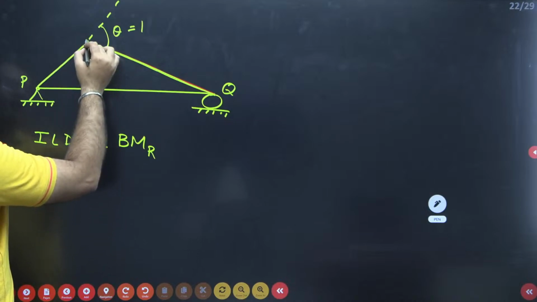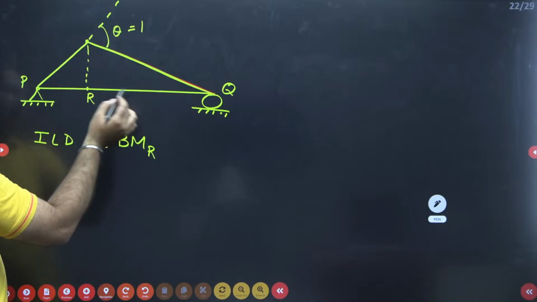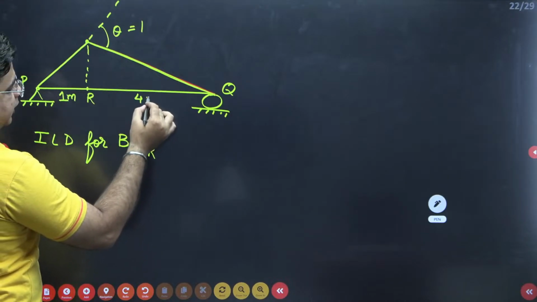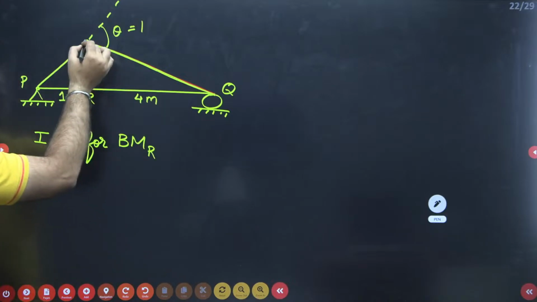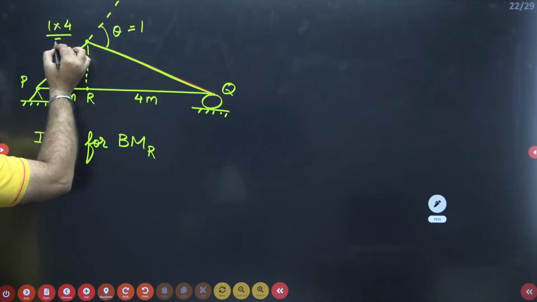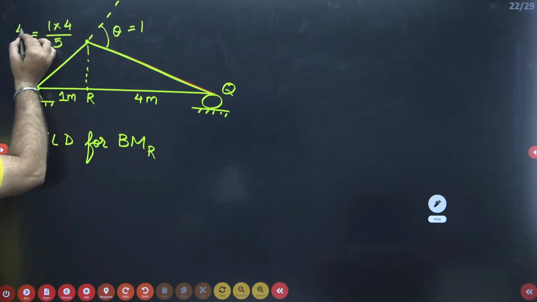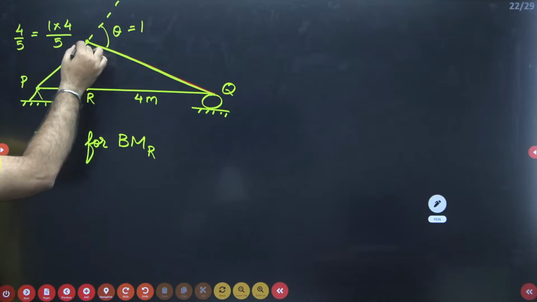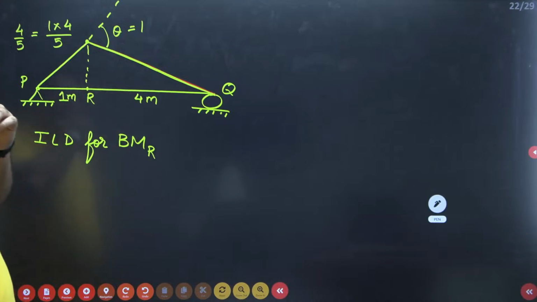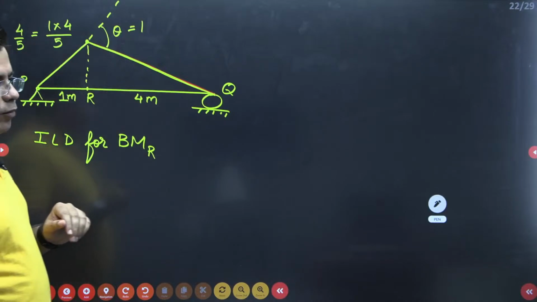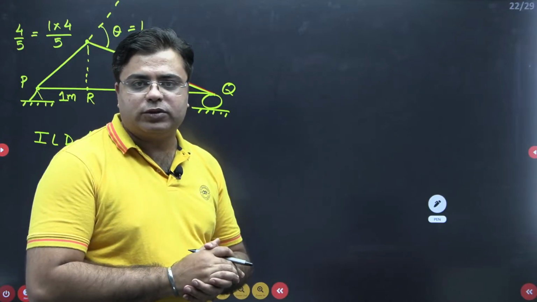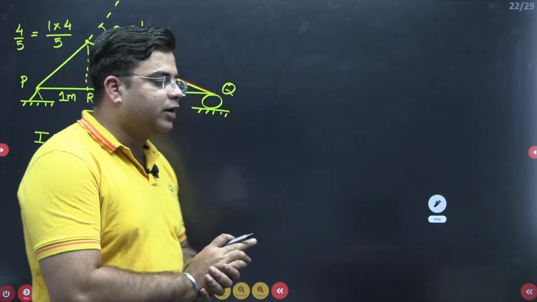First step is to calculate the ordinate of this point. The ordinate of this point is equal to AB by L. A is 1 meter, B is 4 meters and the total length is 5 meters. So the ordinate of this point will be 1 into 4 divided by 5, which comes out to be 4 by 5, or 0.8. Now for checking the maximum bending moment, you have to place the loads and check the different possibilities, and then you can calculate the maximum bending moment.